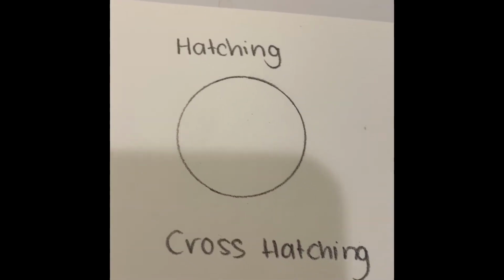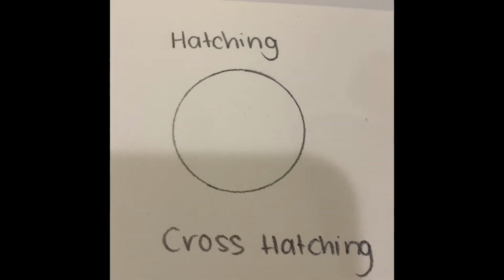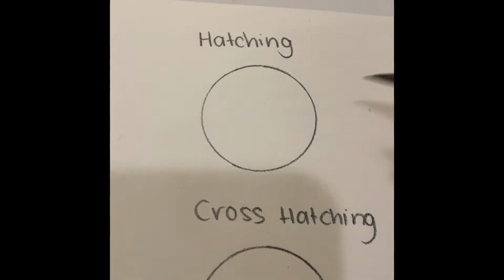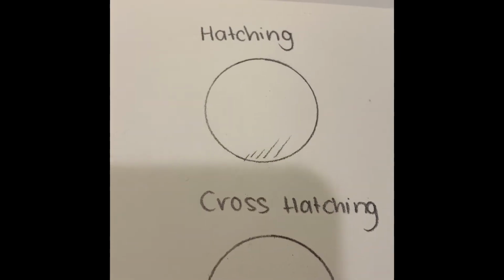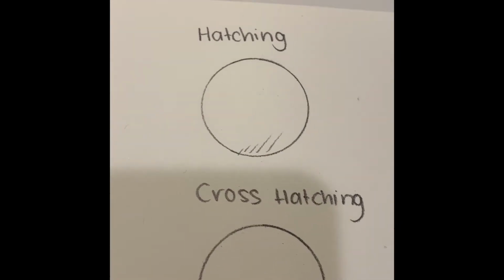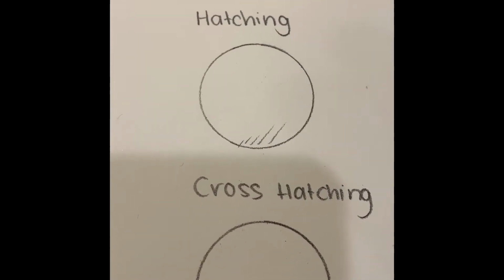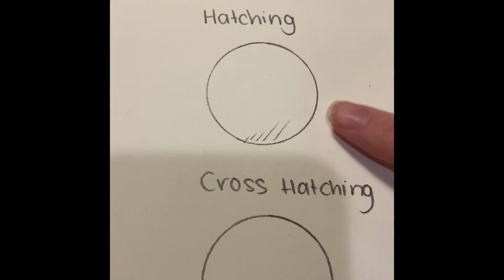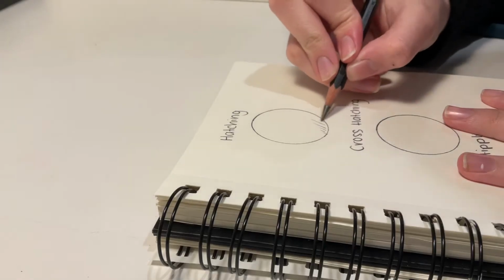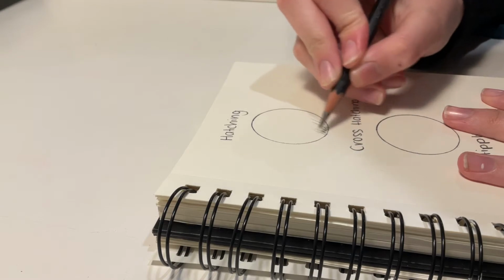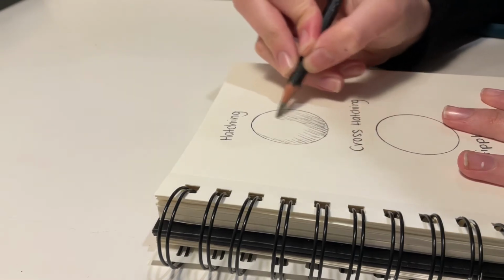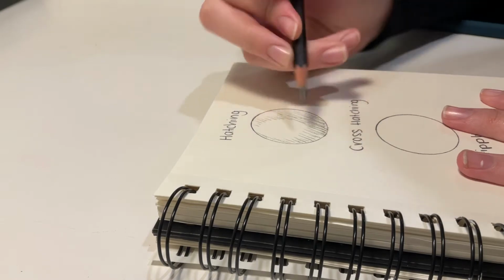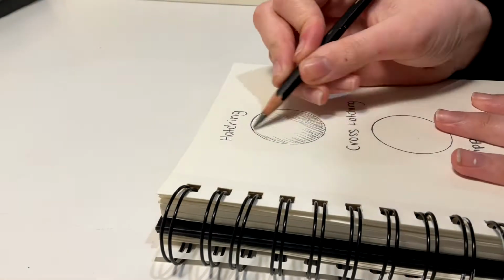So first off, we have hatching, which is arguably the easiest. What you're going to do is draw a ton of small lines that are parallel to one another to try to create shade on an object. So I'm going to try to shade this like a sphere. So just lots of parallel lines. You can overlap the lines, but make sure not to cross them this way.